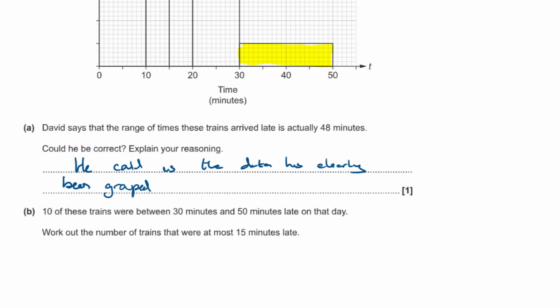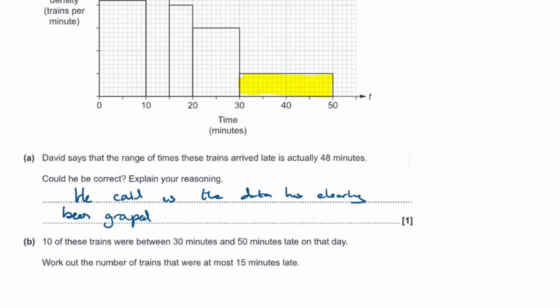Right, part B says 10 of these trains were between 30 and 50 minutes late on that day. Work out the number of trains that were at most 15 minutes late.